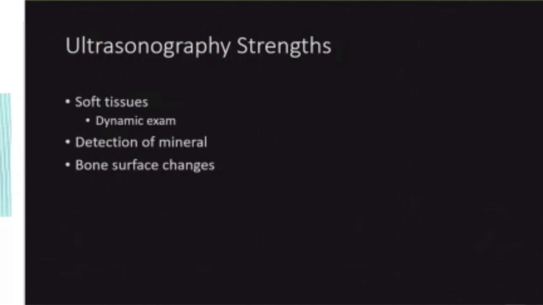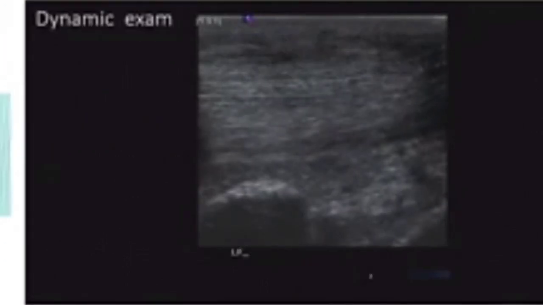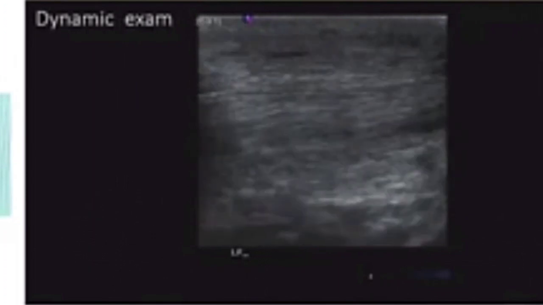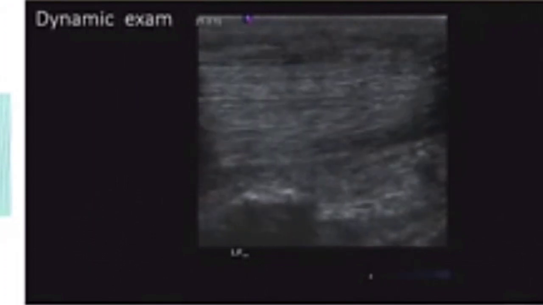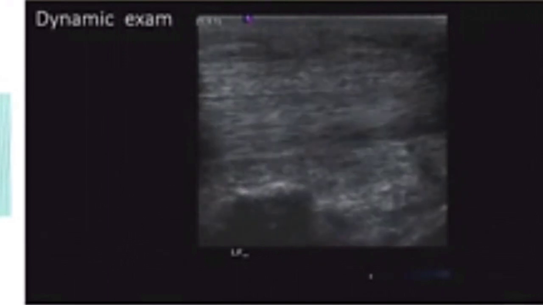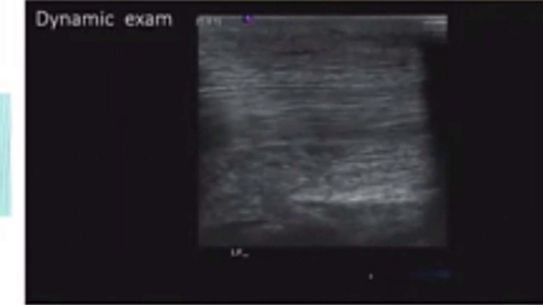I just want to point out a few strengths of ultrasonography. One is going to be soft tissues, looking at a dynamic exam. So we can pick up the leg and we can move the leg up and down. So in this, we're looking at the digital sheath, and we're trying to decide whether this horse has adhesions between the superficial digital flexor tendon and the tendon sheath. So this is a huge advantage of ultrasonography over MRI, is that we can use that dynamic component.